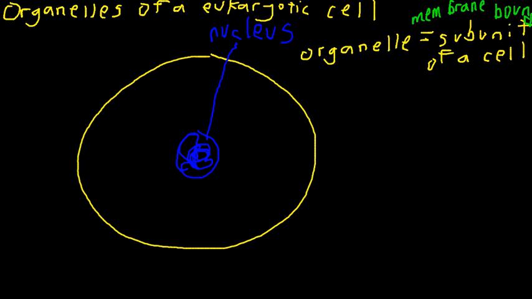The nucleus contains most of the cell's genetic material. It's organized as multiple long, linear DNA molecules. The nucleus is the control center of the cell. It has a double membrane called a nuclear envelope. And so actually, let's draw this double membrane that we have.